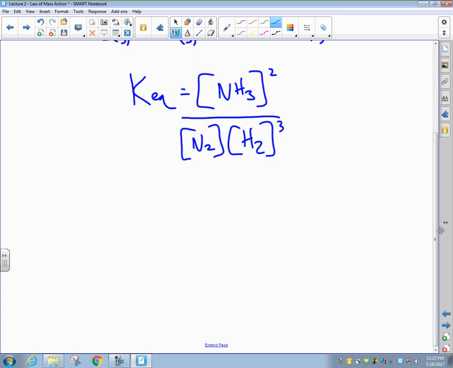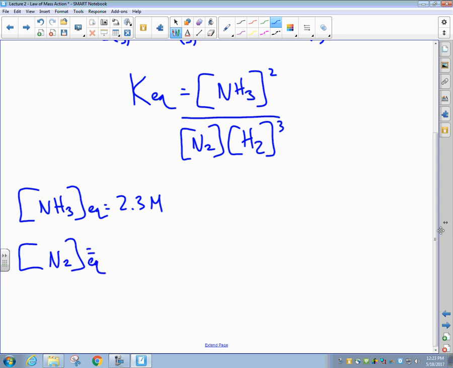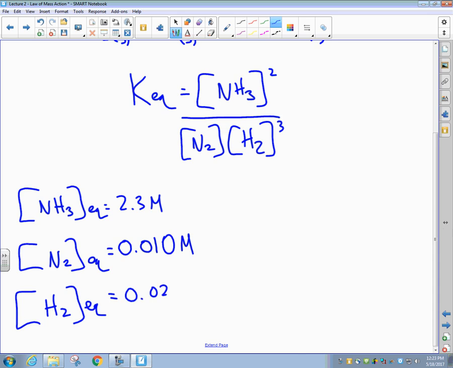Let's say the NH3 concentration at equilibrium is 2.3 molar, the N2 concentration at equilibrium is 0.010 molar, and the H2 concentration at equilibrium is 0.022 molar. We can take those three values and plug them into our KEQ expression that we wrote up above.